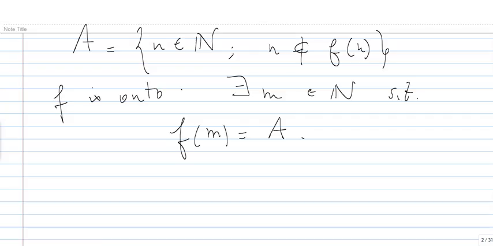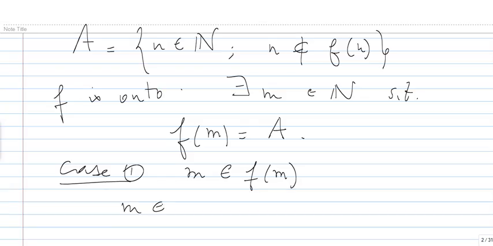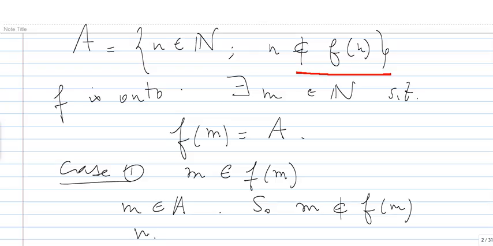So we have two cases. Case 1, m belongs to f of m. In this case, m belongs to A. But by definition of A, m does not belong to f of m. So we have a contradiction with the fact that m belongs to f of m and m doesn't belong to f of m.